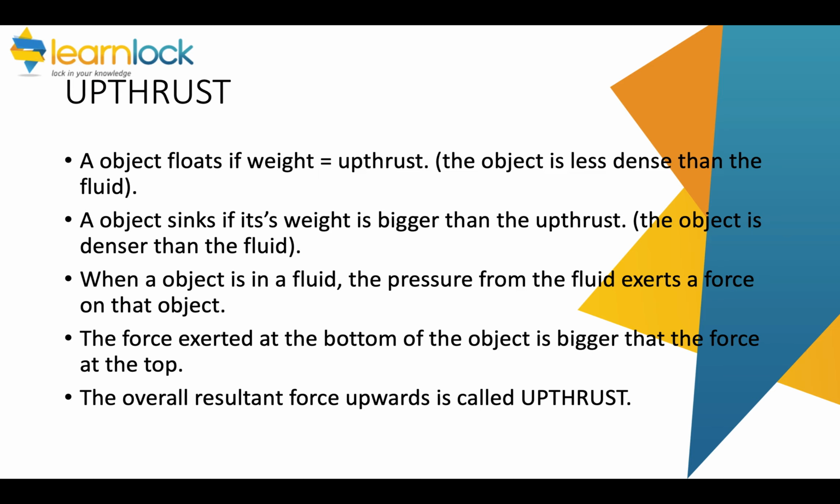Upthrust. This is also an important force. When an object is in a fluid, the pressure from the fluid exerts a force all over that object. And the force at the bottom is bigger than the force at the top, and the overall resultant force is called upthrust, and this is a force that allows objects to float. If an object floats, its weight equals upthrust, and the object is less dense than the fluid. If its weight is bigger than the upthrust, it will sink.